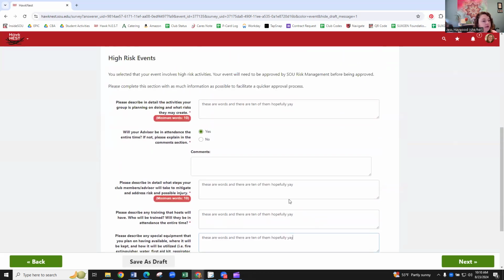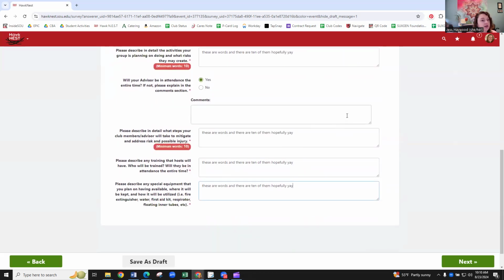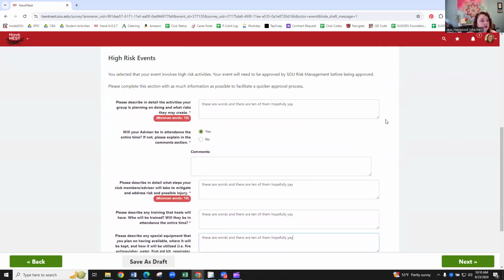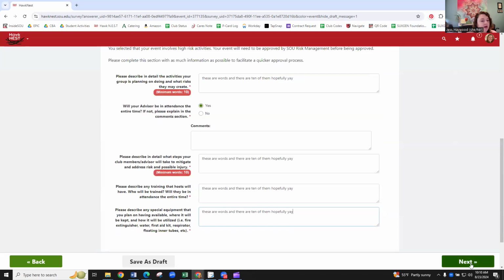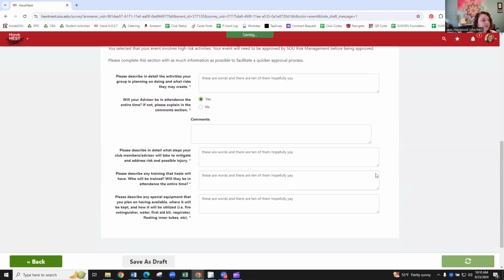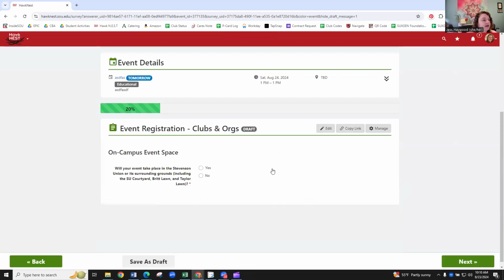So this is very important information because this information is going to go directly to the risk manager at SOU, who does not work in our office. So they need enough information to determine whether your high risk activity will be allowed to take place or not. Keep in mind, it's possible that it might not be allowed to take place. When you go to next, we're going to see some of those other pieces pop up.